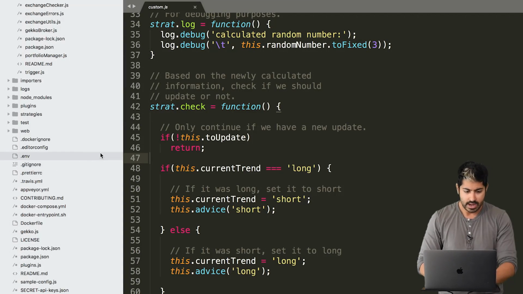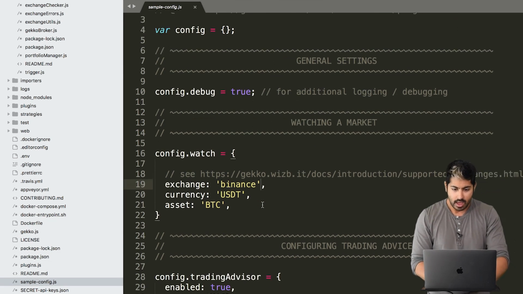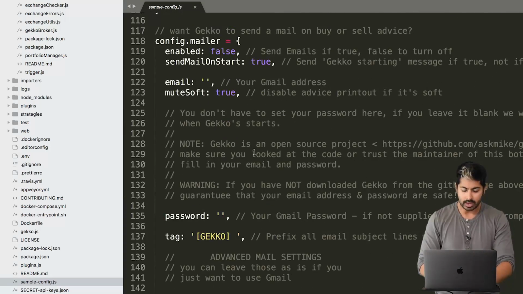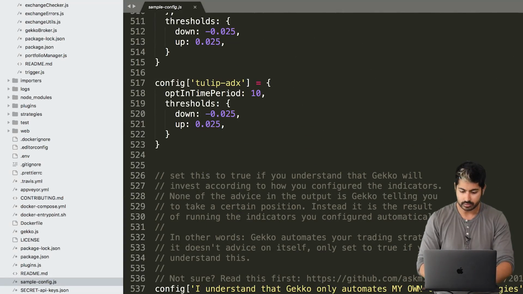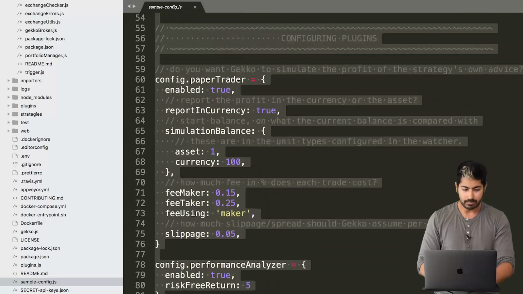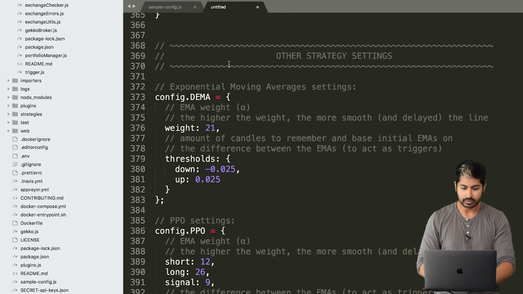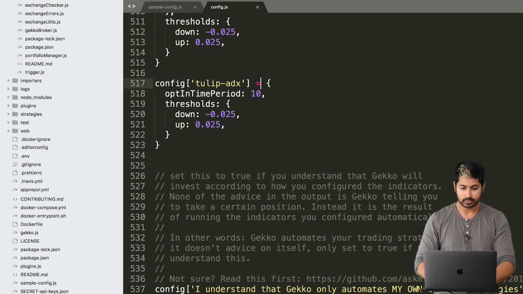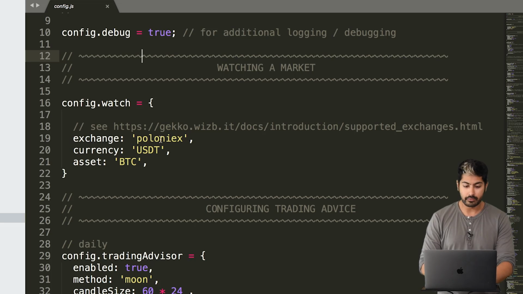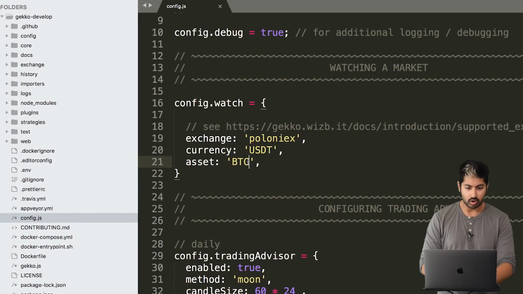So what we're first going to do is look through the sample config.js file. This is the sample config.js file, and it's got a bunch of sample variables. But what we're going to do is take all of it and copy it. And once we have copied all of it, we're going to create a new config file and paste it in and call it config.js. So now that we have our config file, we'll set the exchange to the one that we want, which is Poloniex. And once we have that, we're going to create our own strategy.